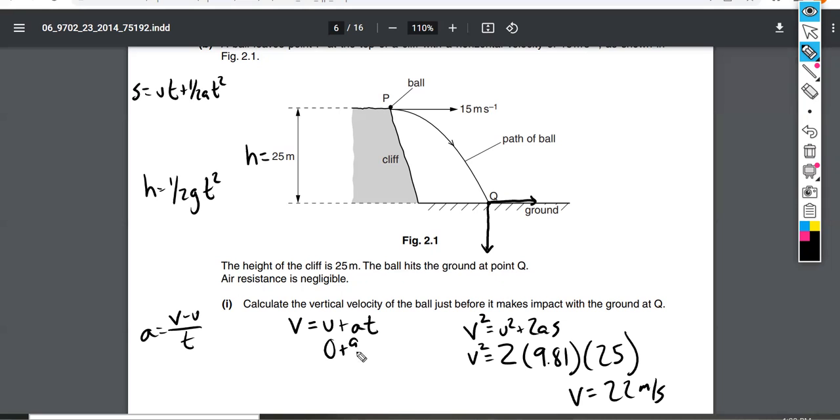So 0 plus 9.81, and then remember in the next question they say show that the time is 2.3 seconds. We're going to actually use this equation to show that, but let's just trust it for right now and see if that gives us the same 22 meters per second. 9.81 times 2.3. Sure enough, 22.5, so it might round to 23 if you're using this value right here.